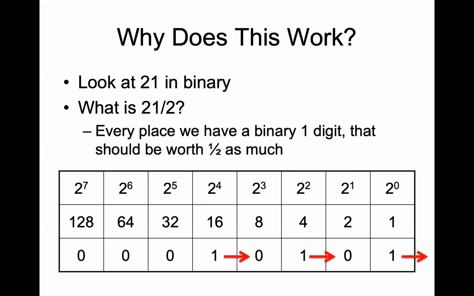When we divide 21 by 2, what happens is every place that we have a binary 1 digit becomes worth half as much. That's what it basically means to divide a number by 2, right? The number becomes worth half as much. So all the components that we add up to make the number also have to be worth half as much. And that works in all bit positions except for the bottom one. The bottom one, we don't have a convenient way to divide by 2. So that one is a special case.